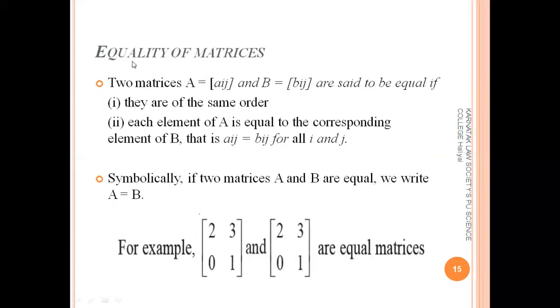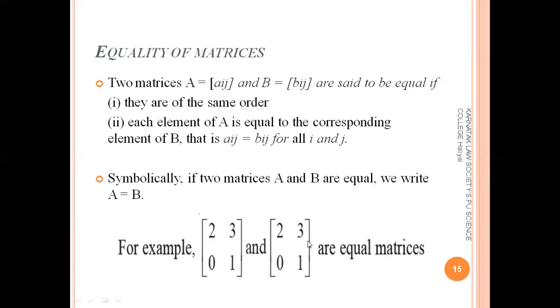Now, equality of matrices. Here, we will compare two matrices. Two matrices A equals Aij and B equals Bij are said to be equal if they are of the same order. First of all, their order must be the same, and each element of A is equal to the corresponding element of B. That is, Aij equals Bij for all i and j. See the examples here.